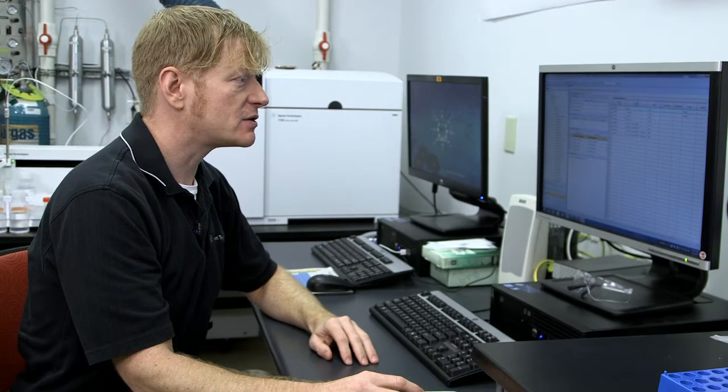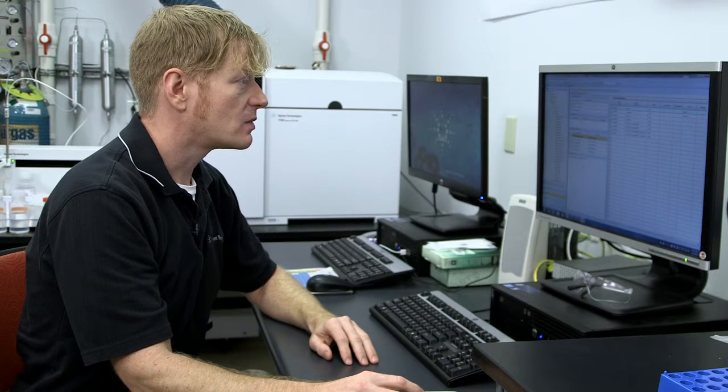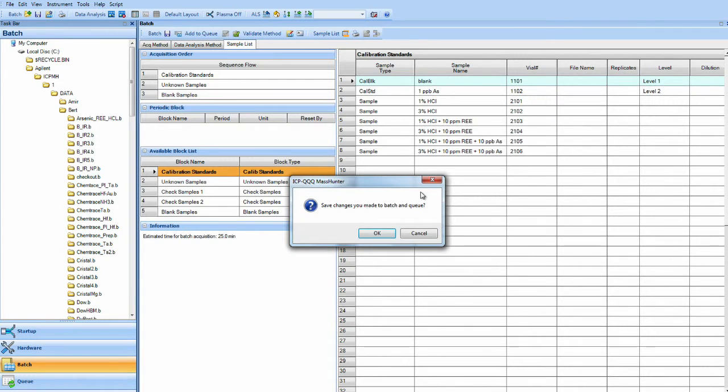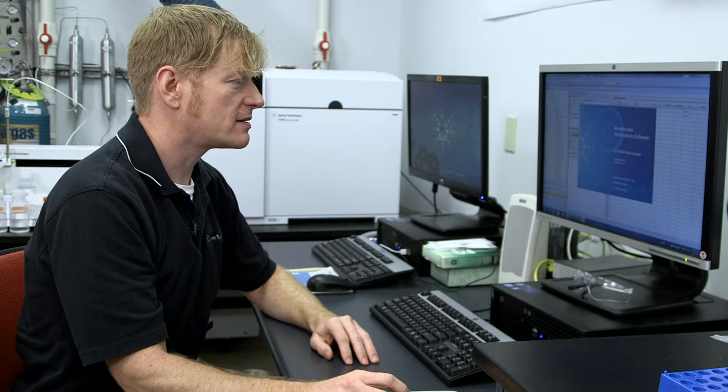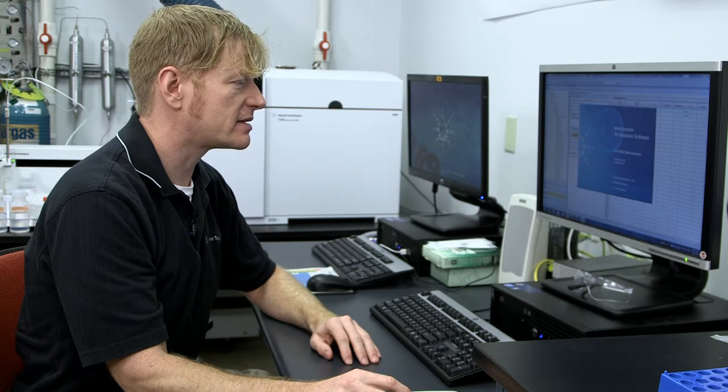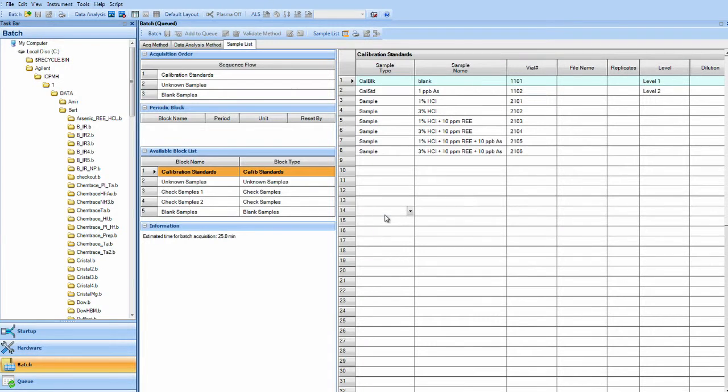So now we're going to add to Q, which starts our analysis. Once we do that, the ICP Triple Quad data analysis window opens, which stores all our data and populates real time with the analysis that we're doing.